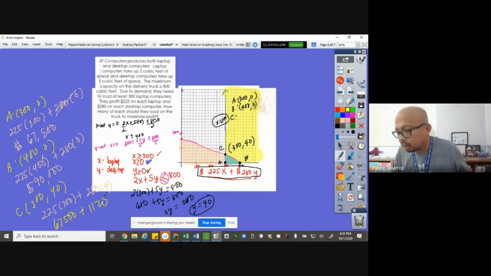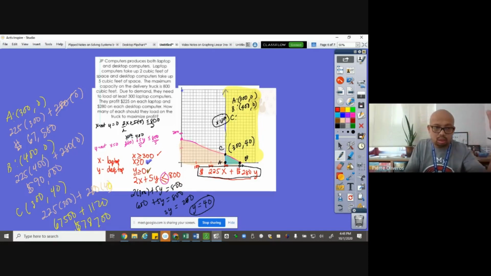Did I miss something here? Hold on, let me double check our answer here. 300 times 225 is 67,500 plus 280 times 40. Oh, we put 4 here, it should be 40. 280 times 40 is 11,200 plus 67,500. The answer is 78,700.